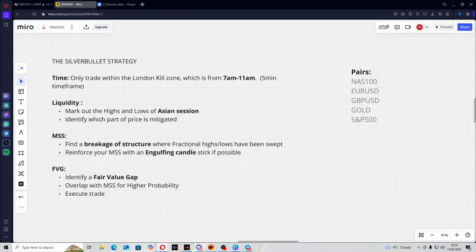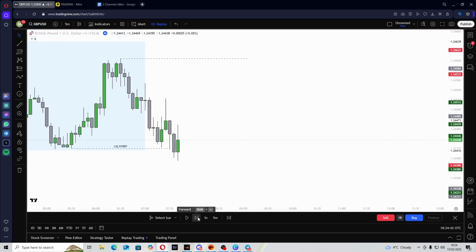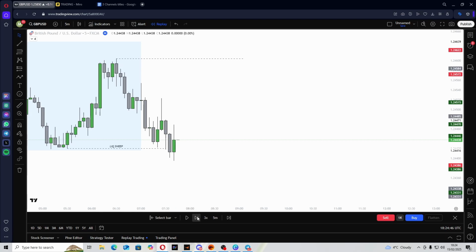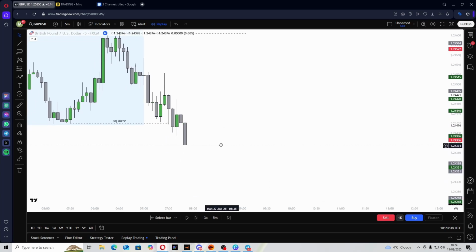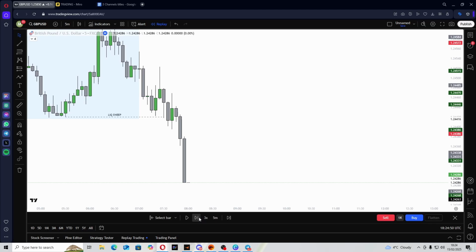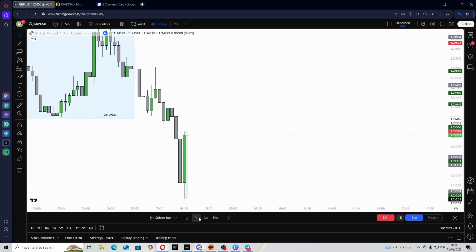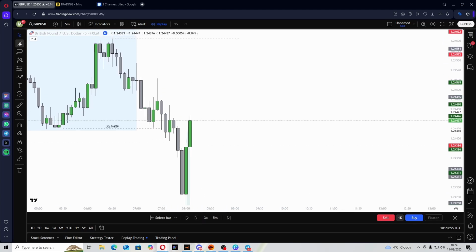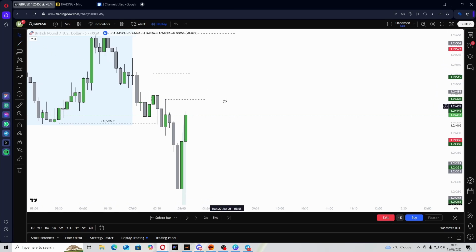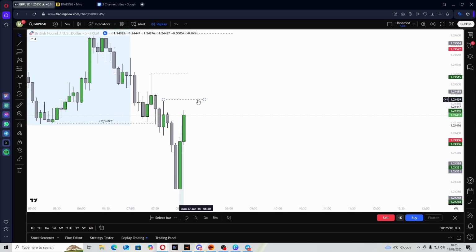So what we need to do now is find a break of structure where fractal highs or lows have been swept, and we need to reinforce our market structure shift with an engulfing candlestick if possible, right? You don't really need it, but we need to reinforce it if we can. Okay, so I'm going to be playing price forward, waiting for price to actually take out a fractal high, right? So if I keep going, you can see we have two fractal highs. This is the first fractal high, and this is the second fractal high. Okay, and we're waiting for price to actually take this out.